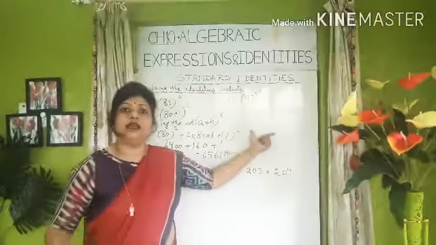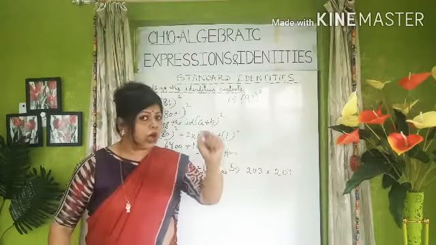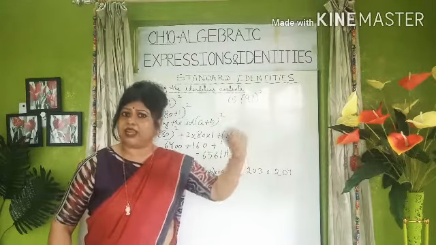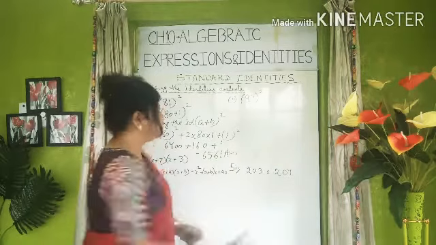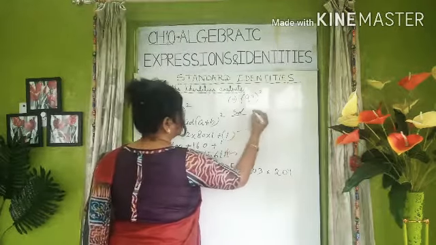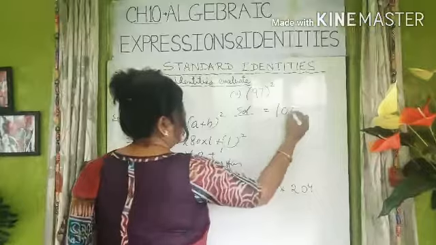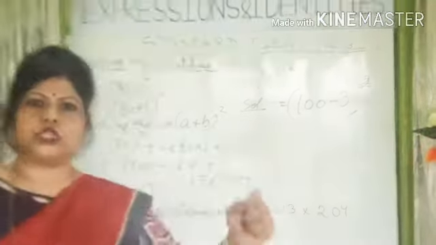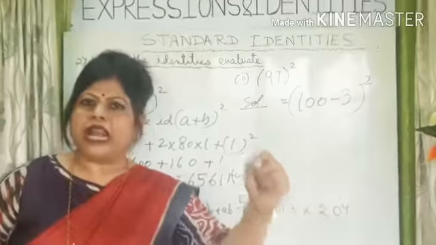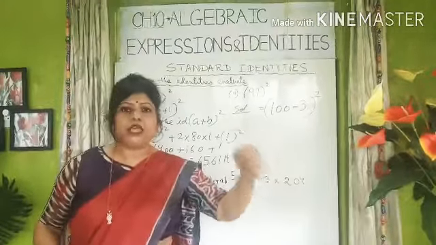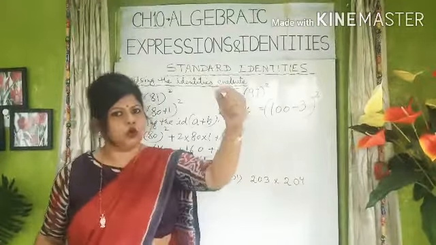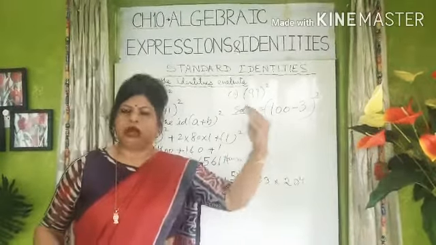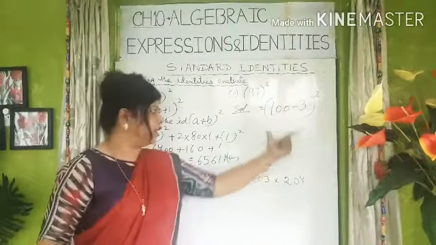The second question is 97 whole square. How can you break 97? Very easy, with the term of 100. So 97 squared equals (100 − 3) whole square. The moment you write 100 minus 3, students, that means which identity can you apply? You can apply (a − b)² equals a² − 2ab + b² and solve that.